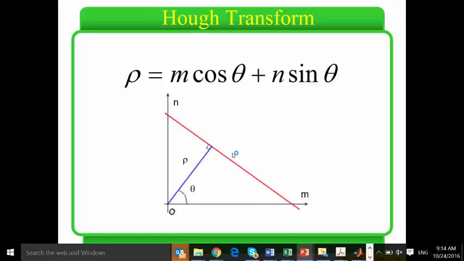What do you think? First of all, do you understand how we obtained this relationship for the straight line? So our question now is how can we use this relationship in order to specify or to identify the straight lines that we have in our image?